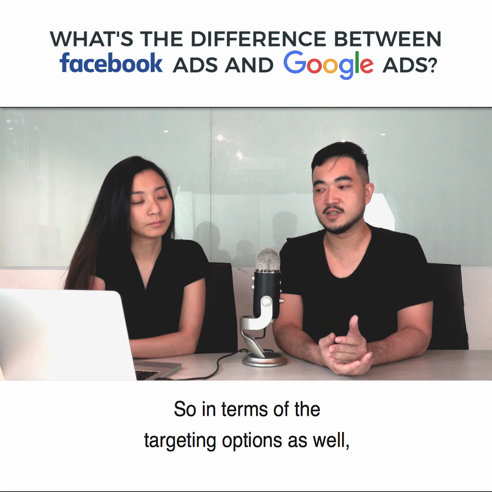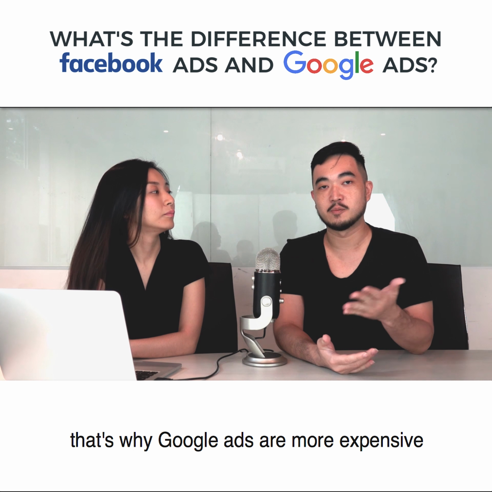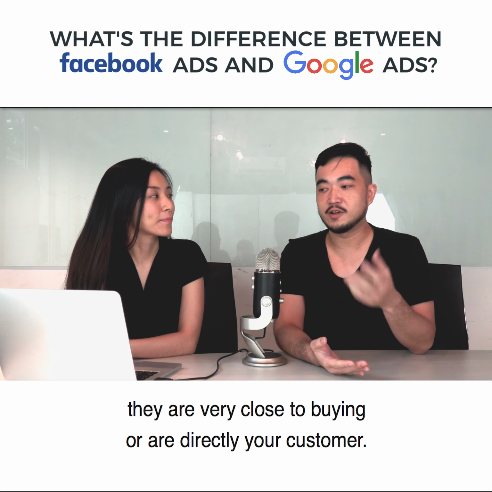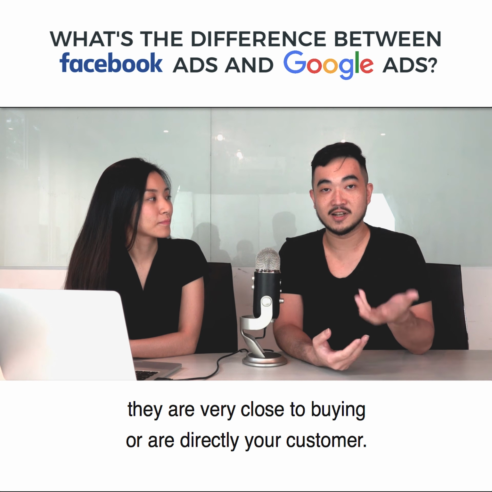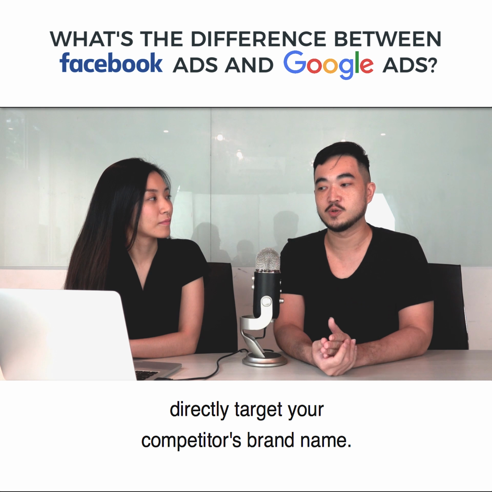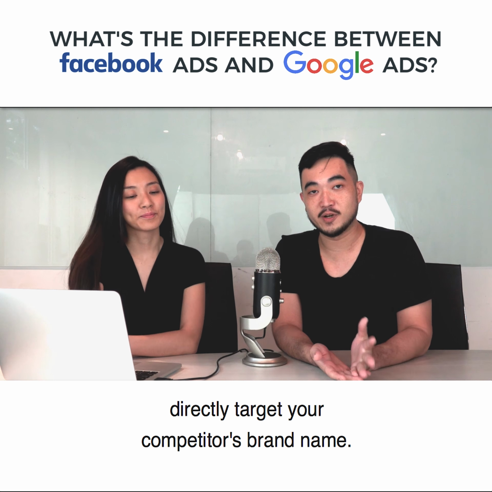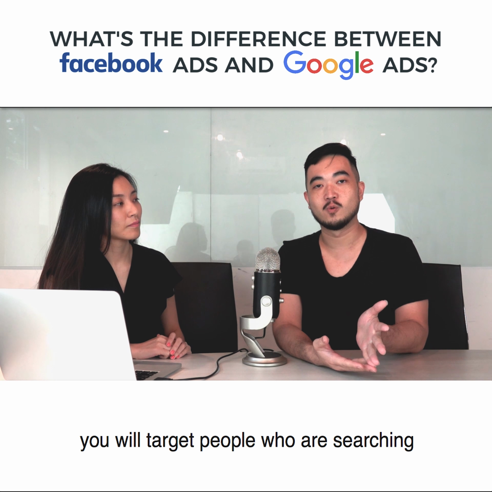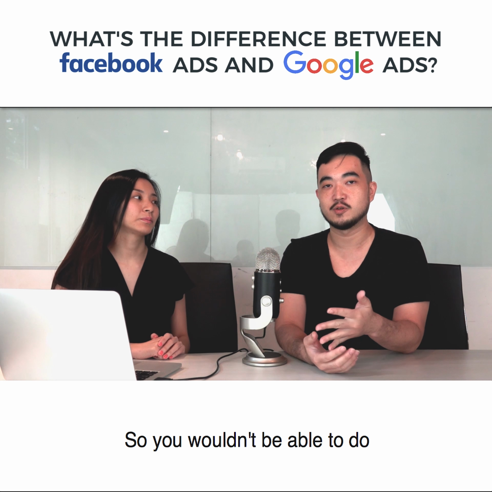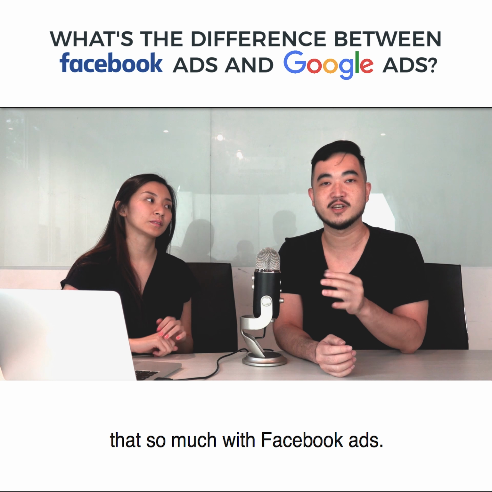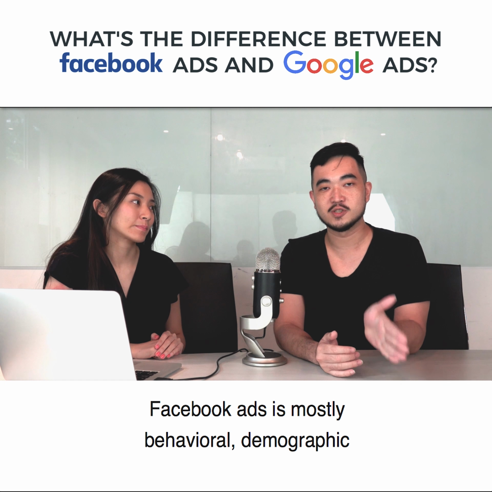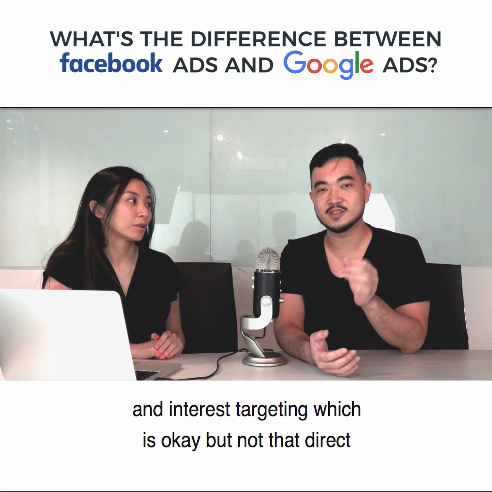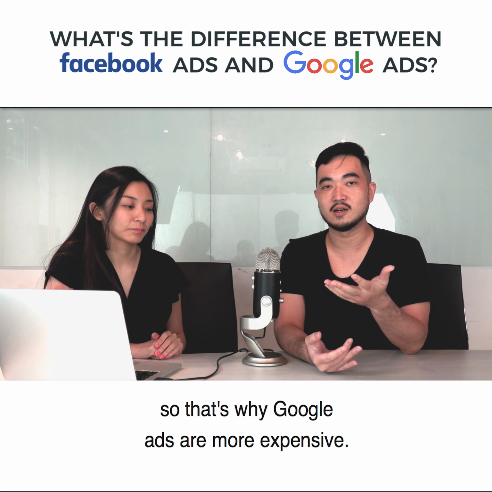In terms of the targeting options as well, that's why Google ads are more expensive: when a person searches for it, they are very close to buying it or are directly your customer. Especially with Google ads, you can directly target your competitors' brand name. So if you are like a Toyota, you target people who are searching for Ford. That's very high intent. You wouldn't be able to do that so much with Facebook ads. Facebook ads is mostly behavioral, demographic and interest targeting, which is okay, but not that direct. So that's why Google ads are more expensive.